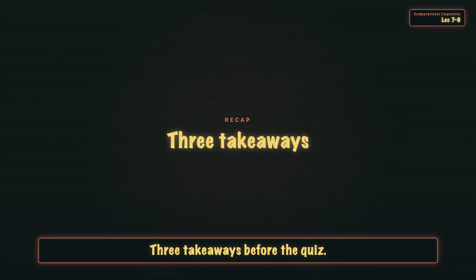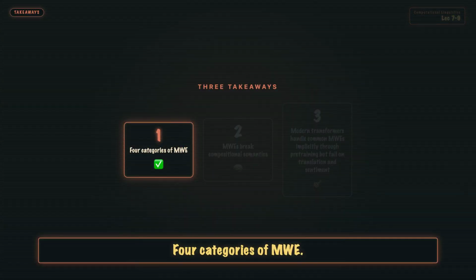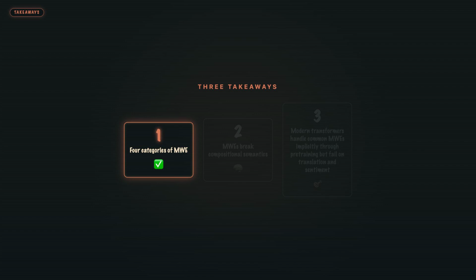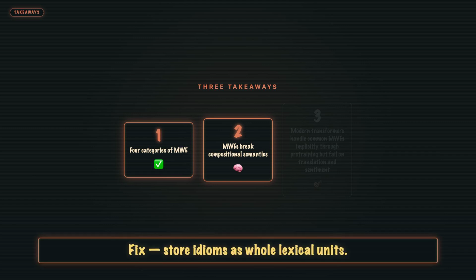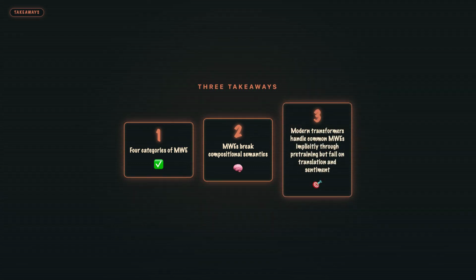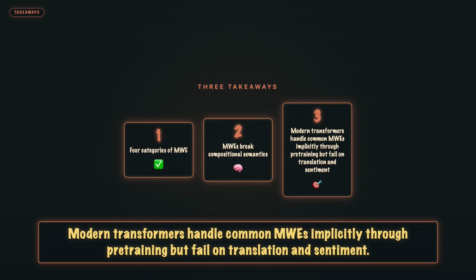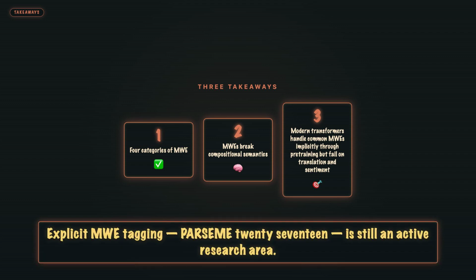3 takeaways before the quiz. 1. 4 categories of MWE: idioms, fully non-compositional; compounds, semi-compositional; phrasal verbs, verb plus particle; collocations, lexical preferences. 2. MWEs break compositional semantics. Sag et al. 2002 called them a pain in the neck. Fix: store idioms as whole lexical units. But the lexicon keeps growing. 3. Modern transformers handle common MWEs implicitly through pre-training but fail on translation and sentiment. Explicit MWE tagging, PARSEME 2017, is still an active research area.